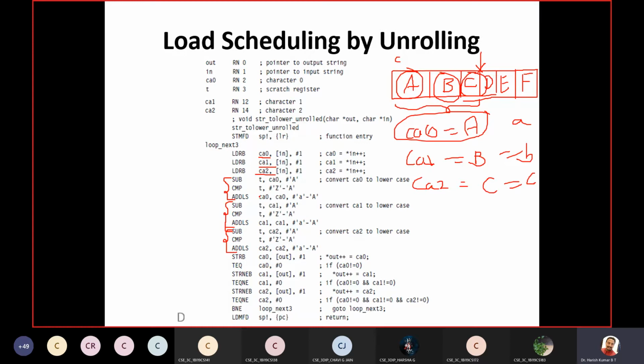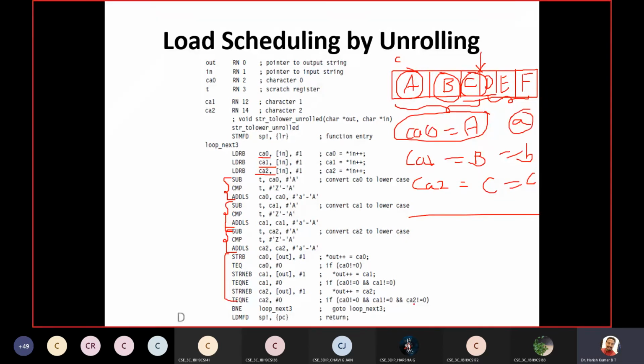So now 3 iterations are done here. Have we used any BNE branch instruction? No. After that, we are preloading the next 3 data. And yes, we are storing them here and then here. This is for storing.